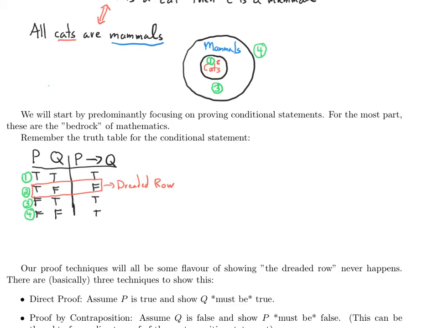And you can see that's every area of this diagram. Inside both fences, between the inner and the outer fence, and outside both fences. There's no place for row 2. There's no situation in an all situation where the if part is true and the then part is false. So the whole idea is showing that this dreaded row never happens. And we're going to learn 3 different techniques to show that. And we're going to scroll down and talk about them now.